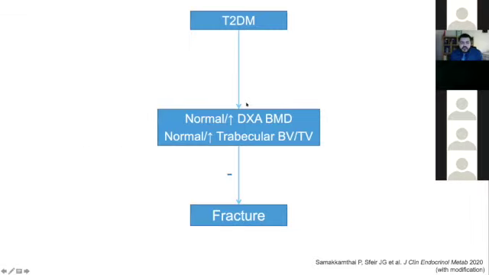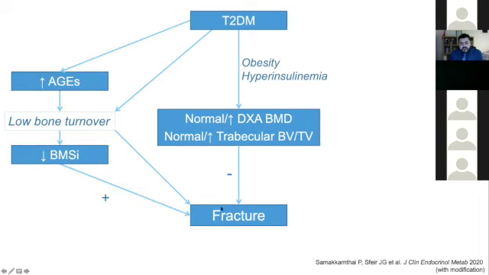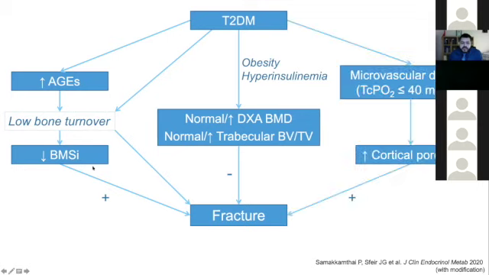I just wanted to leave you with this kind of working hypothesis of, despite seeing an increased bone density in patients that is supposed to be protective for fracture in type 2 diabetes, we are seeing a decreased low bone turnover that is negatively impacting, increasing the risk of fracture. This low bone turnover could be mediated, at least in part, by those increased AGEs, decreasing the bone material properties leading to fracture. Complications, including microvascular complications, causing increase in cortical porosity, again impacting fracture negatively.